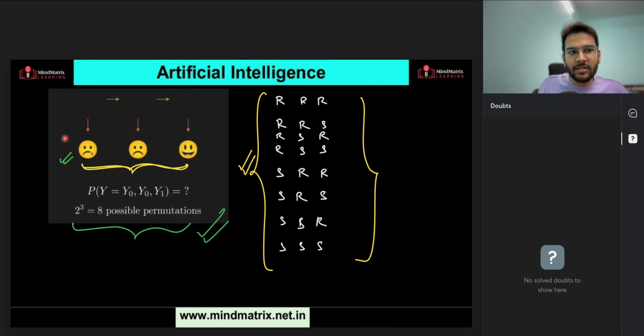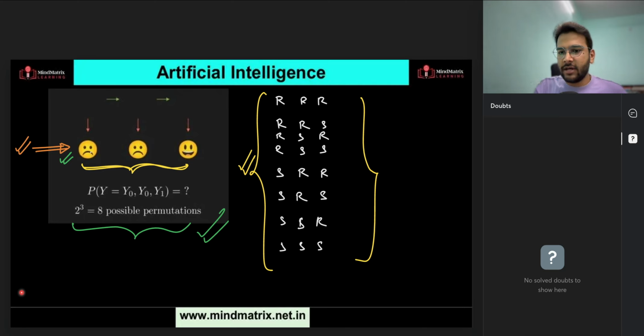Because I'm interested in this particular observed sequence: Tom is sad on the first day, sad on the second day, happy on the third day. I'm interested in this, given the parameters. So both are different. Don't get confused. It will take some time for you. After this class also, go through it once again, and you will understand.